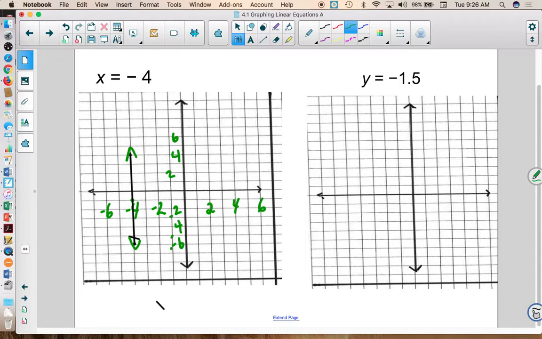Everywhere. Now, if all I'm given is a y point, what do you think that line is going to look like to you? What do you think? Horizontal, good. So all I have to do is find where y is 1.5. What if I said this is my 1.5? Half, 1, -1.5. Okay? And I draw my line.